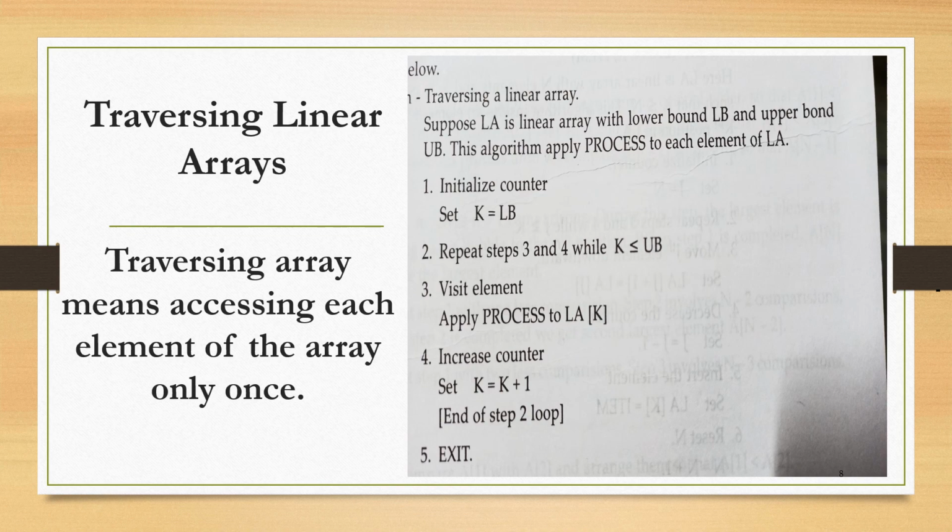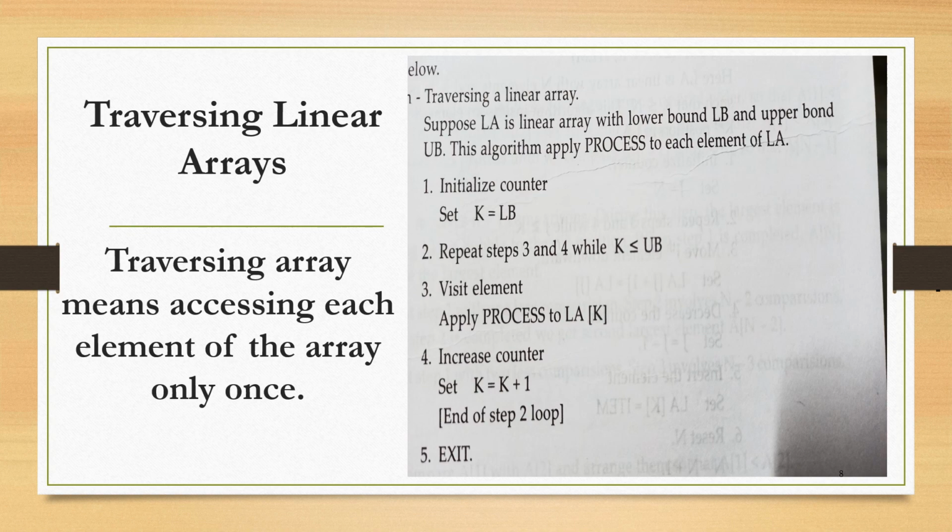This is the logic for accessing each element of the array. Suppose LA is a linear array with lower bound LB, the lowest index, and upper bound UB. The algorithm to apply a process to each element of LA is like this. First, you take a variable K and store the lower bound in it. Then steps 3 and 4 will be continuously in a loop. It's a repetitive process. It will go on until K becomes the highest index, the upper bound of LA. K is increased by 1 here.